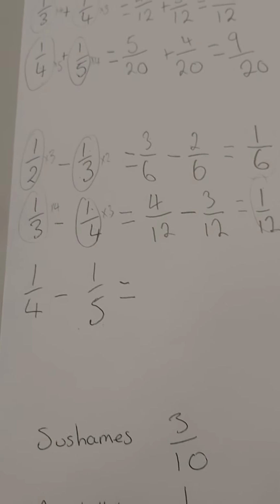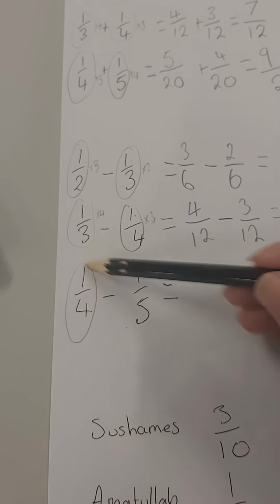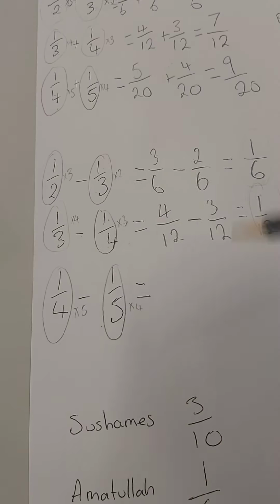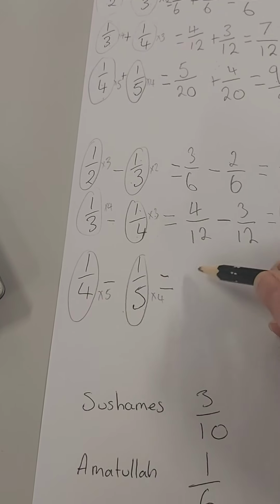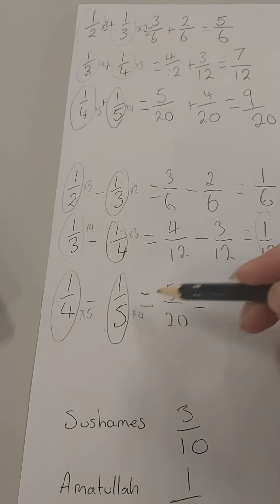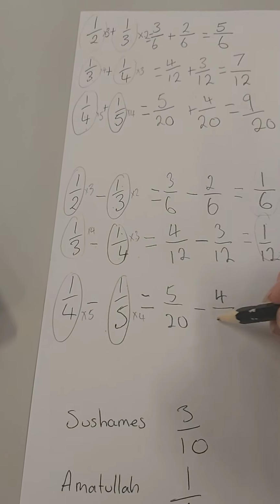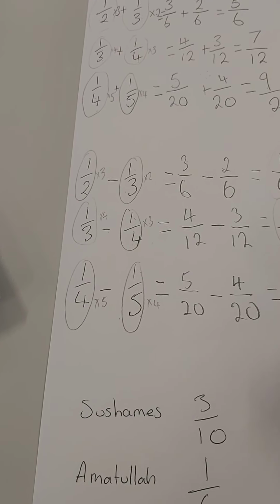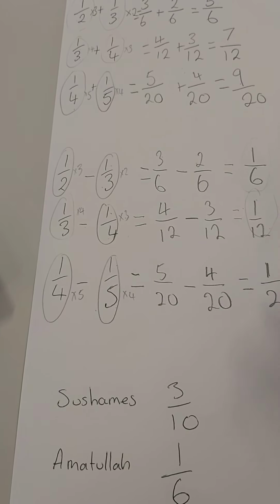All right, let's do it. So this one here, again, we're going to times everything on this side by 5. And we're going to times everything on this side by 4 to get the same denominator. So 1 times 5 is 5 over 20 minus 4, 4 times 5 is 20. Okay. And you can see this is looking good. 5 take away 4 does give us 1.